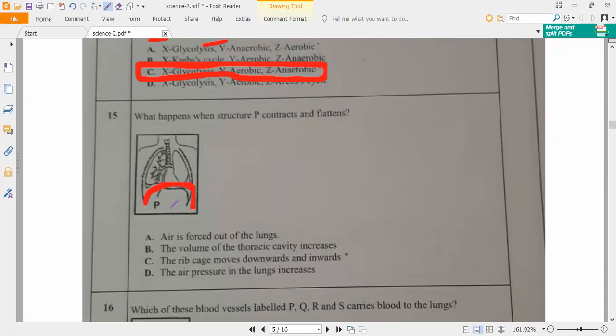Sir, the ribcage moves downwards and inwards. Downwards and inwards? No, sir. Wait, the diaphragm is lifted upwards. You can see it contracts. Air flows out of the lungs, sir. Anybody? C only, sir. Others? See, we have two options, A, sir.